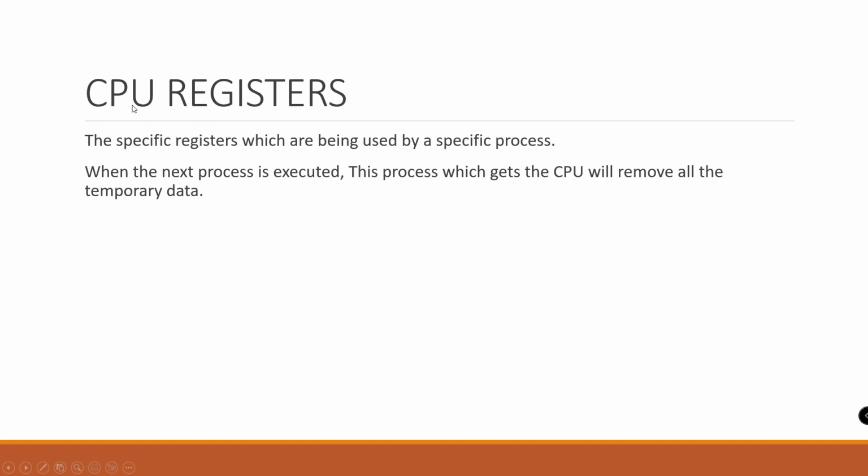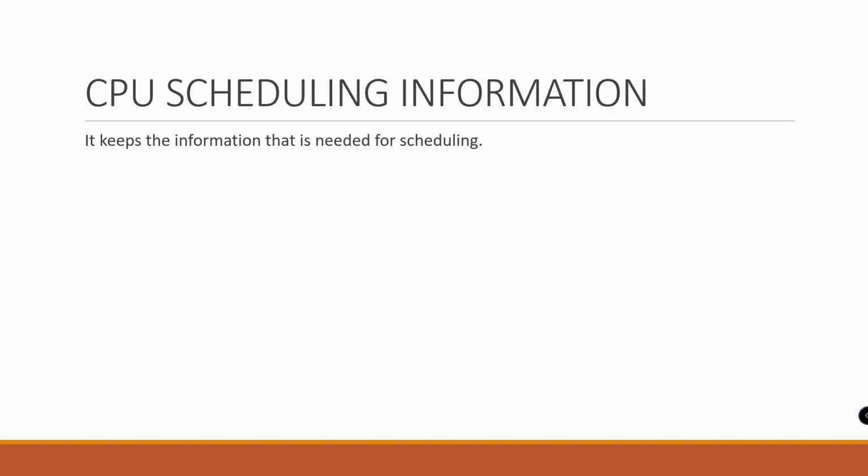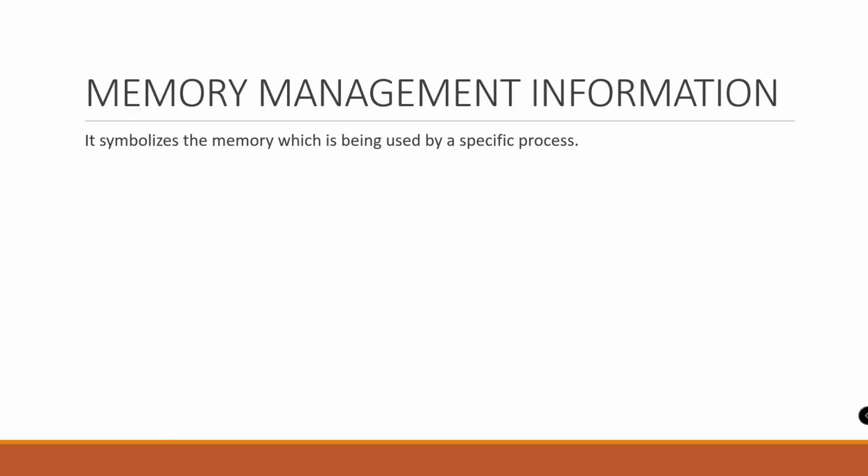When we come to CPU registers, these are the specific registers which are being used by a specific process. When the next process is executed, the process which gets the CPU will remove all the temporary data that are different. There are different kinds of CPU registers, such as stack pointers, general purpose registers, index registers, and so on. And the CPU scheduling information keeps the information that is needed for scheduling. It has the priority information, scheduling queue pointers, etc. It is also stored in the process control block.